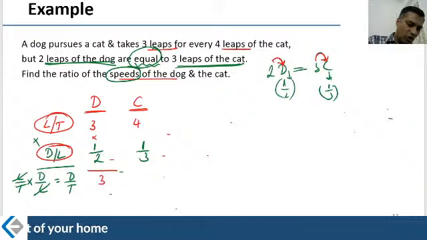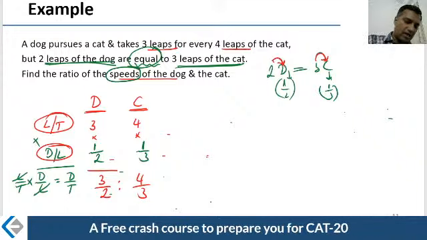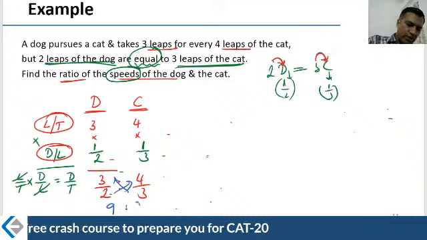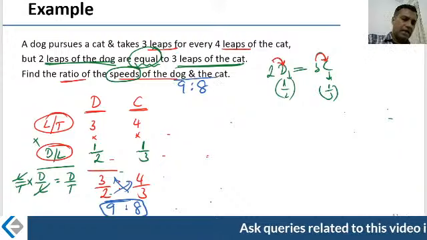3 into 1 by 2, all right, 3 by 2. Multiply this, all right, 4 by 3. Great. Cross multiply, because I will not take this as the answer since it is in fraction form. All right, find the ratio. Put it in a nicer format, cross multiply these values. Therefore, you will say that this is nothing but 9 is to 8. That is the required answer. 9 is to 8. Therefore, what is the ratio of dog and cat? You are saying that the ratio of the speeds is nothing but 9 is to 8.